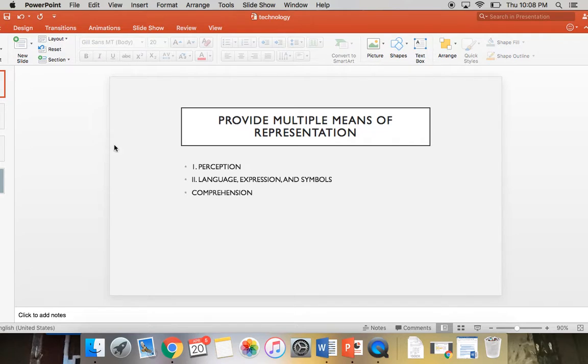The first part of this is perception. Kahoot uses pictures and symbols in order to provide a perception to any student. This can work for many different types of learners and students. The second is language, expression, and symbols.